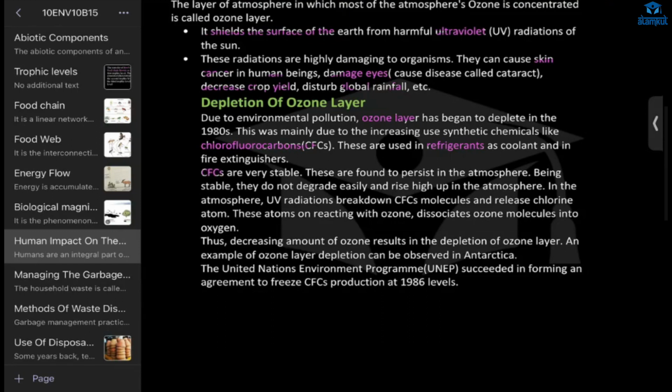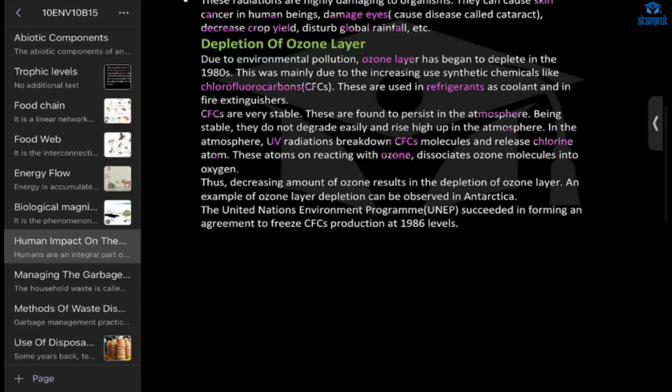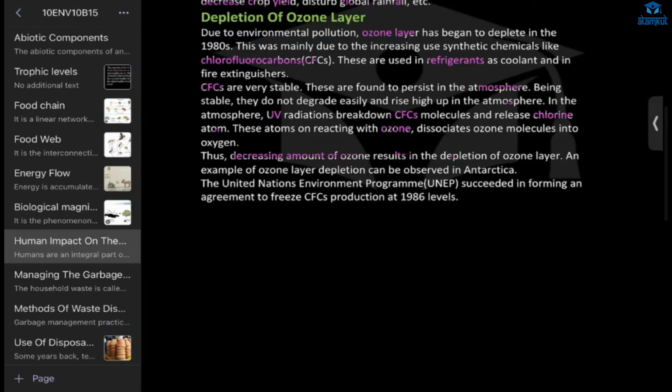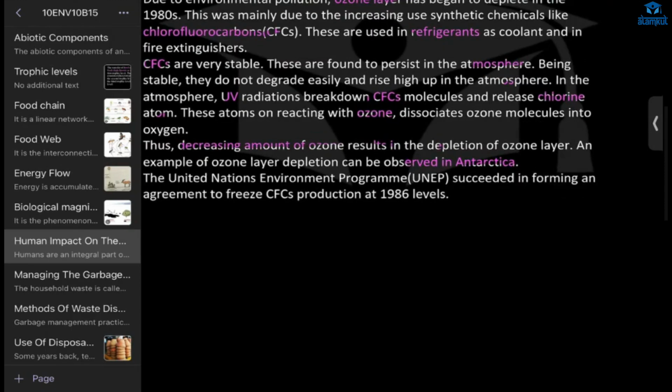CFCs are very stable and persist in the environment for a long period of time, and they rise up in the atmosphere. UV radiation will break down CFC molecules and release the chlorine atom, okay? This chlorine atom will react with ozone. So the ozone will dissociate and form oxygen. It won't be ozone anymore, so this results in a decreasing amount of ozone. This is observed in Antarctica. We call it the hole in the ozone, okay?